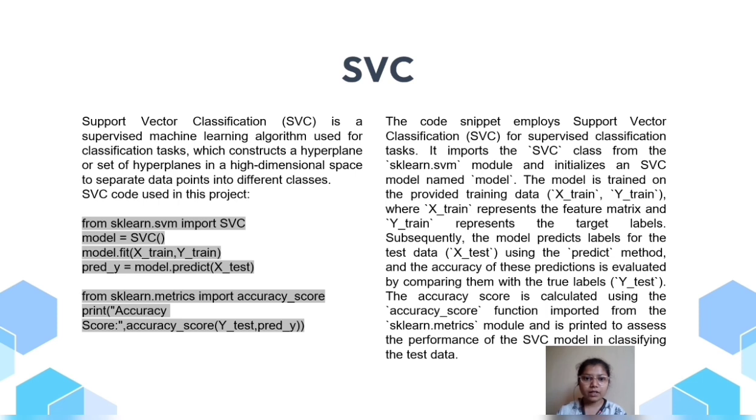Finally, the accuracy score is printed to provide an evaluation metric indicating how well the SVC model performs on the test data. So this was all about the SVC model and the logistic regression model, which we have used in our project for the demonstration of wine quality prediction.